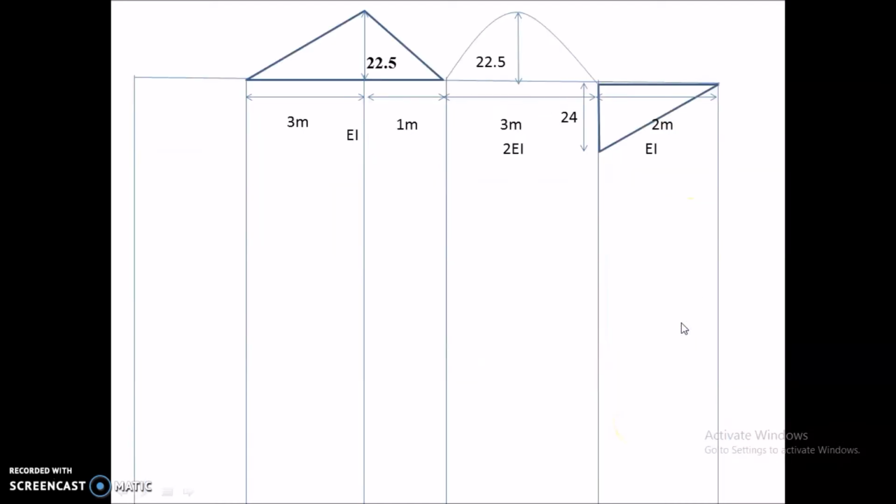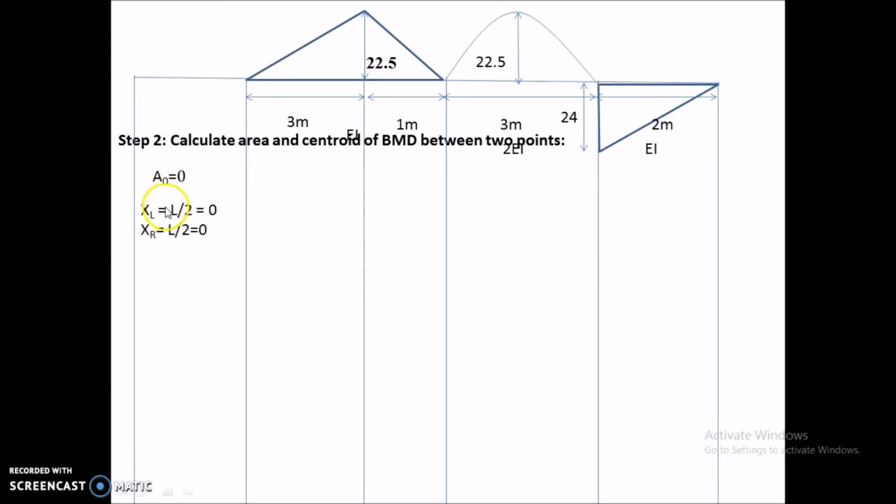Now the second step is to calculate the area and centroid of the bending moment diagrams between two points. So this is our bending moment diagram. Since there is no bending moment diagram here, the area will be 0 and XR will be 0, since L is 0 here. This is an imaginary part.